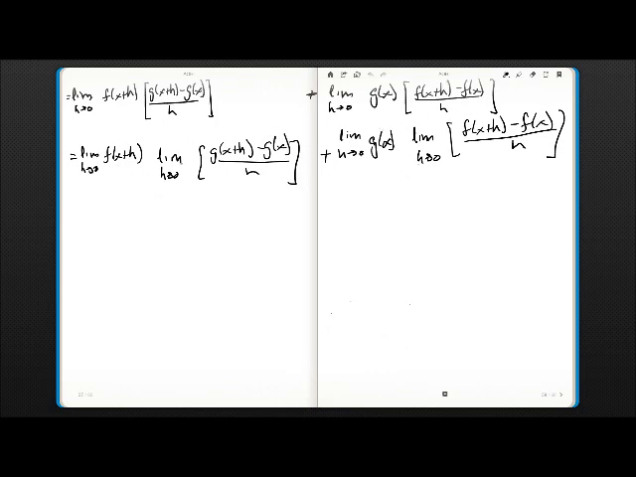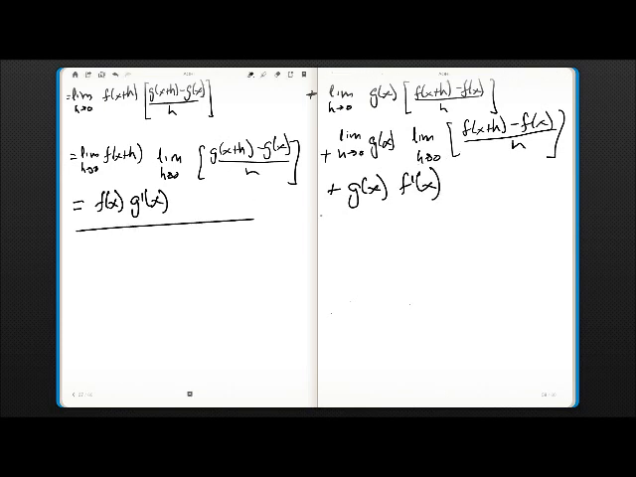I've taken f of x plus h out of the limit as well, and once you apply the limit rule on it, this is pretty much f of x right here, and this is the definition of the derivative but with g, so it will be g prime of x, plus g of x times the definition of the derivative with f, so f prime of x.